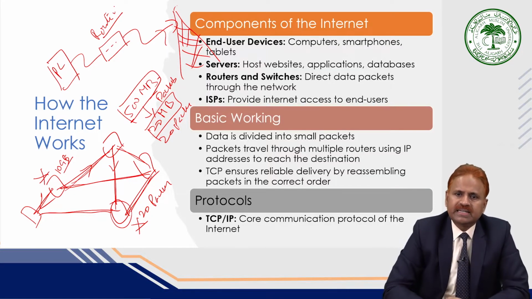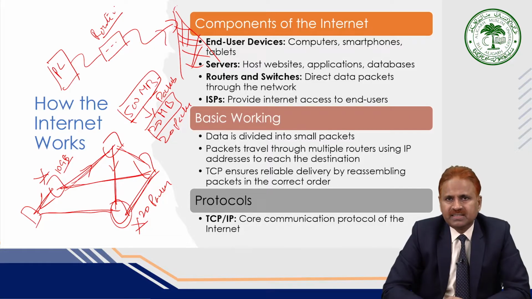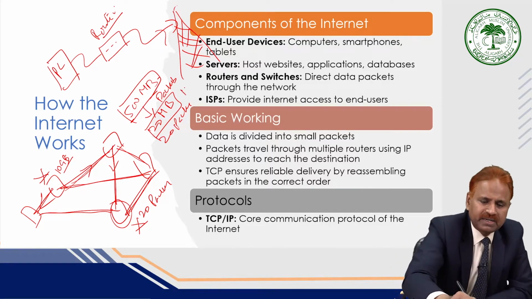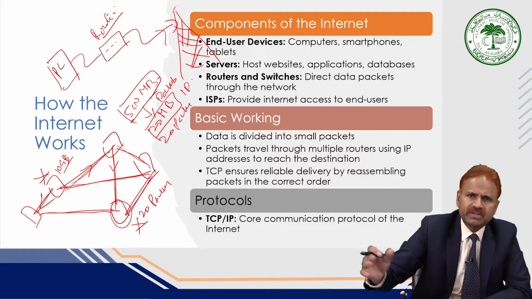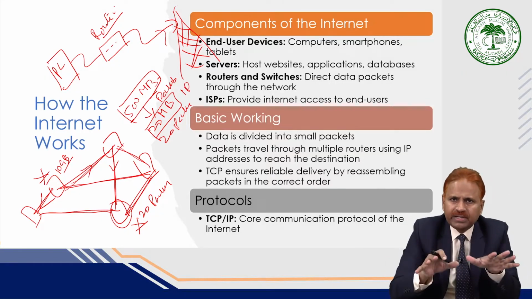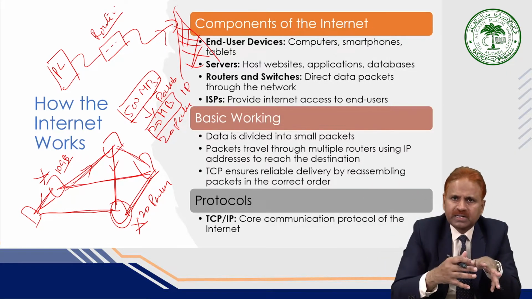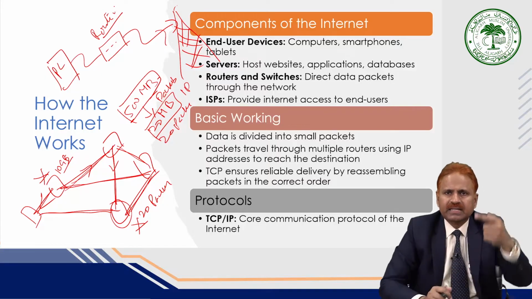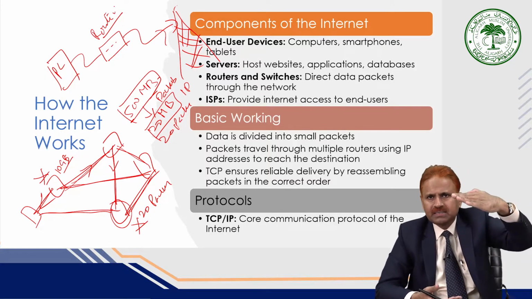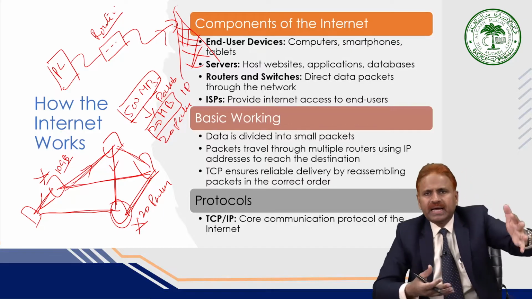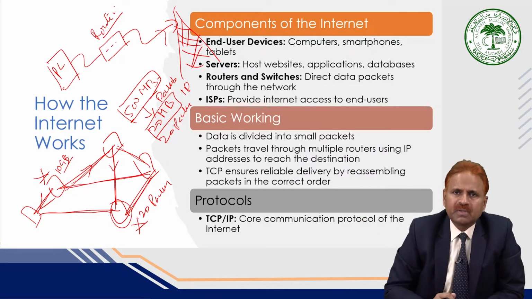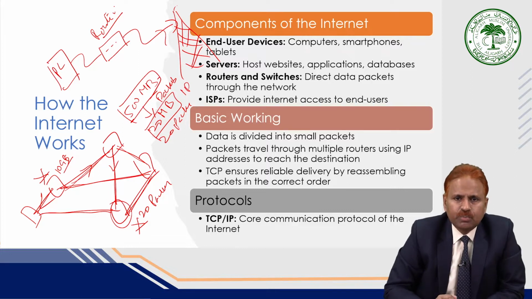So you see here, data is divided into smaller packets. Packets travel through multiple routes using IP addresses to reach the destination. With every packet we have the IP address, the destination address, given. They reach the destination, and all the packets wait over there till all other packets reach. Once all the 20 packets reach, they are reassembled to form the whole message of 10 GB, and that message is delivered back to the users basically.